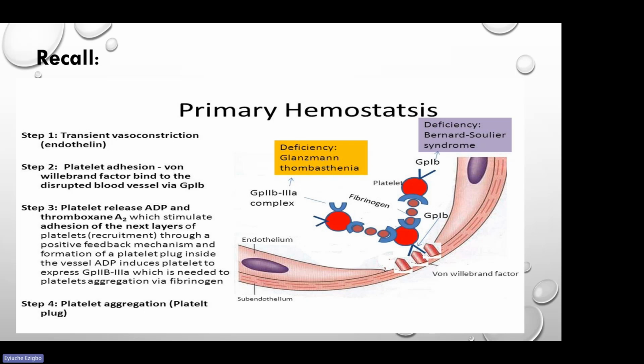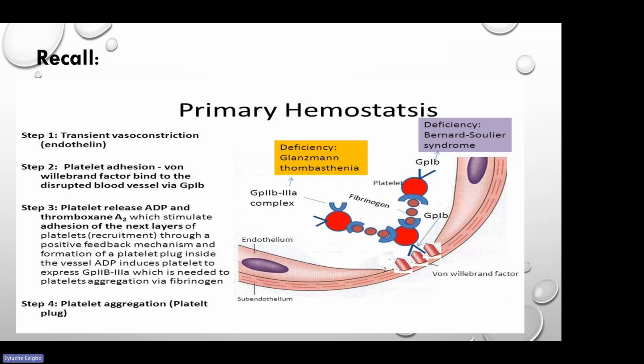You find out that at each point of these steps in primary hemostasis, any abnormalities that affect platelet adhesion will result in an abnormality of the primary hemostatic mechanism, or any process that will interfere with platelet ADP release and thromboxane release will also affect the primary hemostasis. So that is what this picture here is trying to depict.